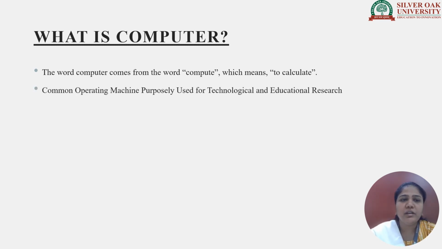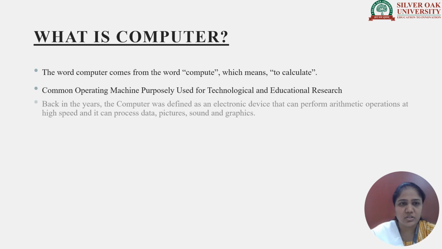The word computer is a synonym for a machine which is commonly operated for technological and educational research purposes. That word actually comes from the word compute, which means we want to calculate something, right? So a computer is nothing but a machine designed by humans for the main purpose of use in the field of technology, education, as well as research.